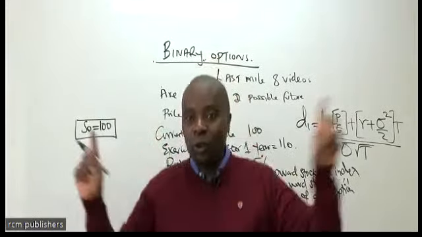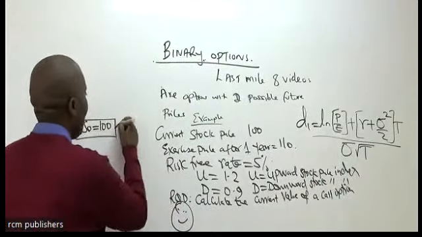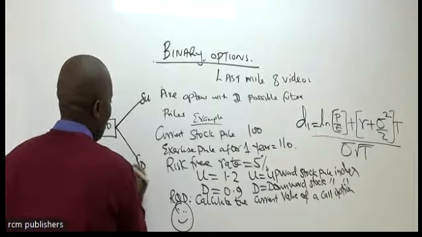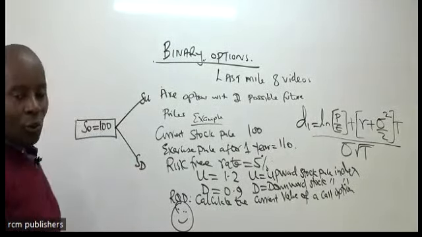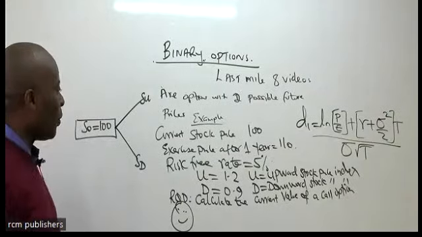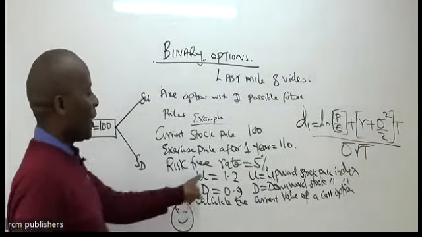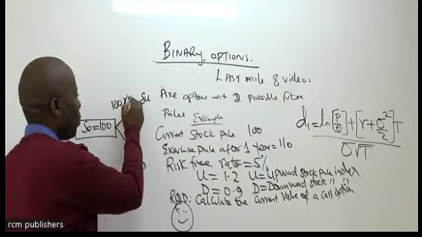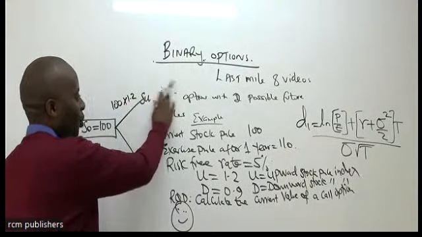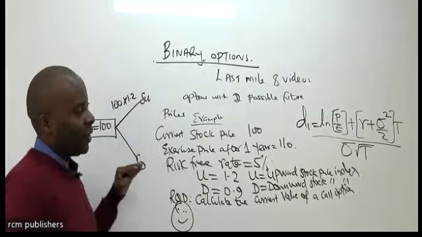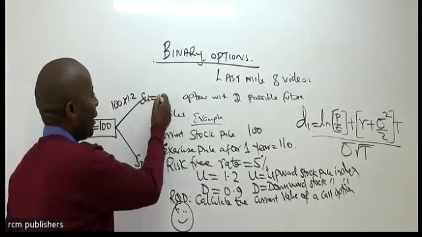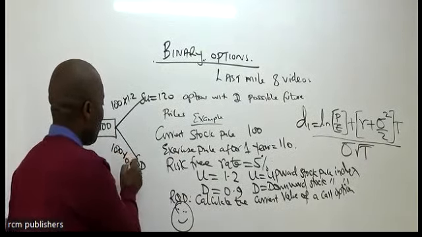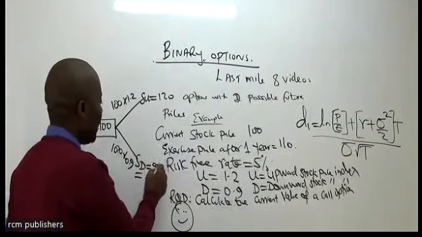In the future, 2 possibilities. So we have S upward and S downward. Ladies and gentlemen, for S upward, they have given us the upward index. You take the index and multiply it with this, so it will be 100 times 1.2. So the stock price, if things are looking north, will be 120. And then we have S down. This one will be 100 times 0.9, which gives me 90.